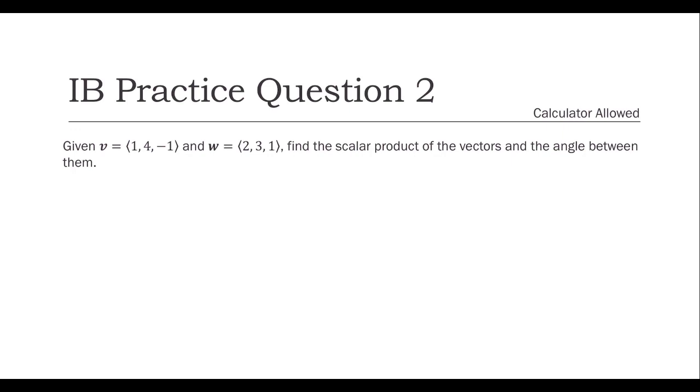So here we have our second IB practice question. It says given V equals (1, 4, -1) and W equals (2, 3, 1), find the scalar product of the vectors and the angle between them. So our scalar product is V dot W. So that equals (1, 4, -1) dot (2, 3, 1). So we have 1 times 2, which is 2, plus 4 times 3, which is 12, plus -1 times 1, which is -1. So that will equal 13.